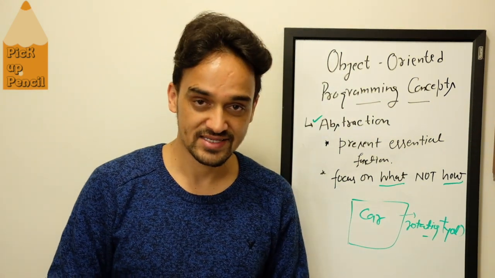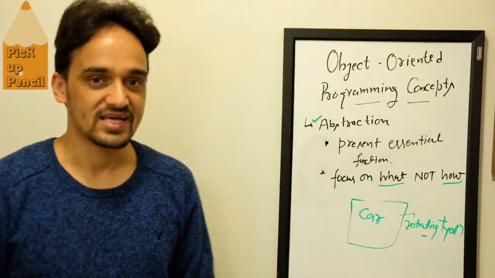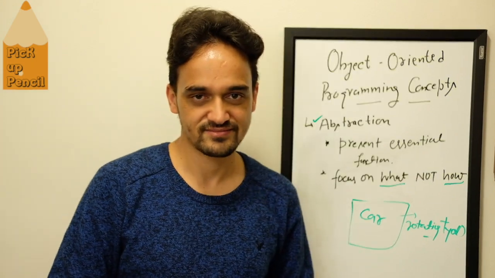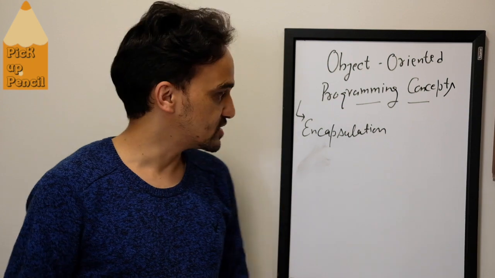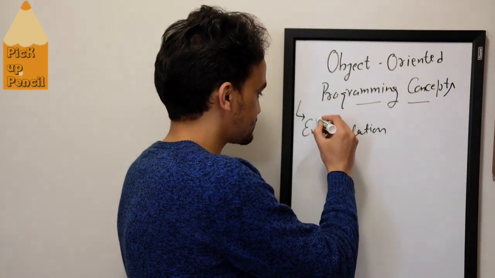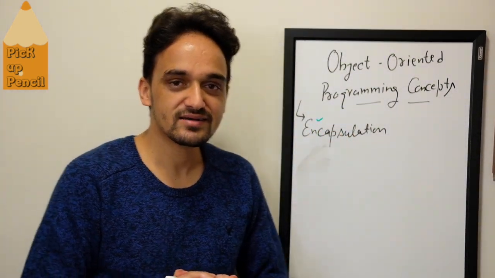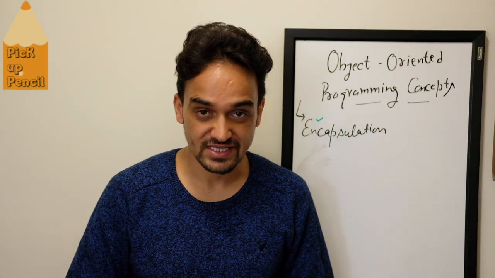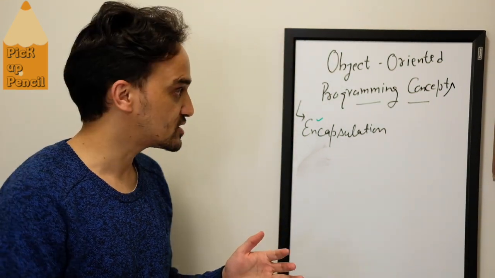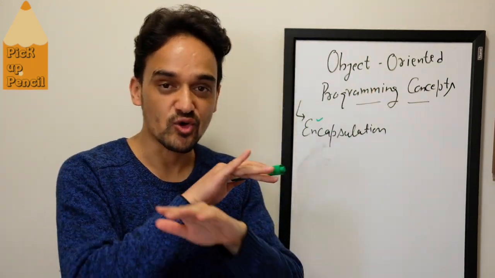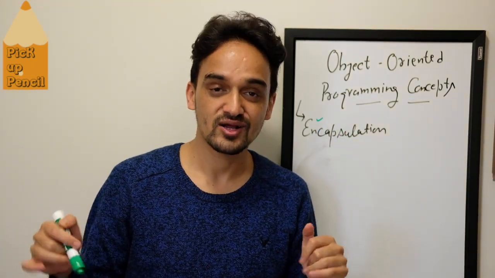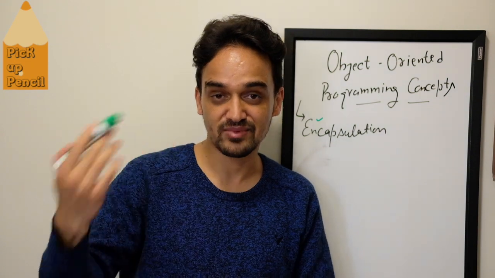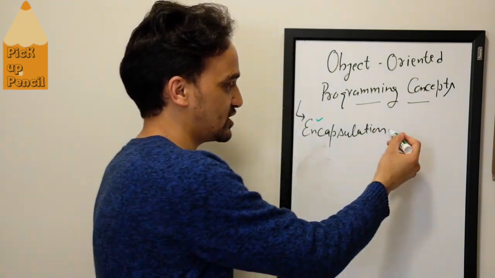Let's move on to our next object-oriented programming concept, and that is encapsulation. The second concept of object-oriented programming is encapsulation. In one of the last videos, we saw that the biggest advantage we get in object-oriented programming is that there is no free flow of data within the functions, and we achieve that benefit through encapsulation.